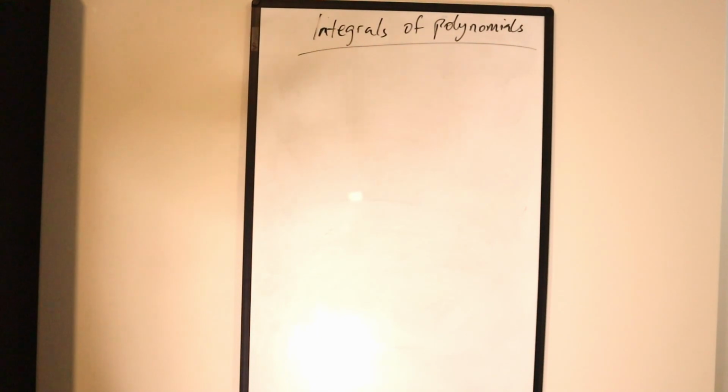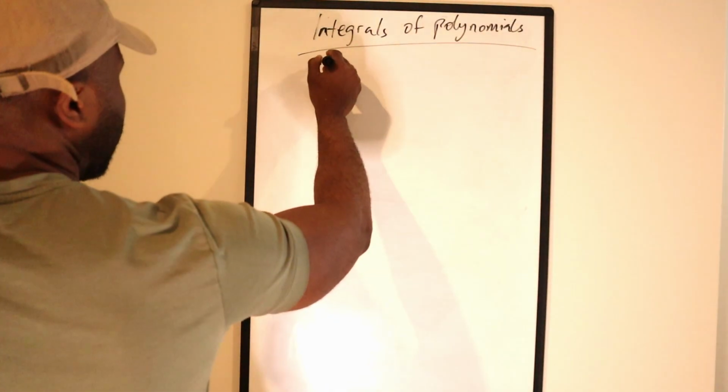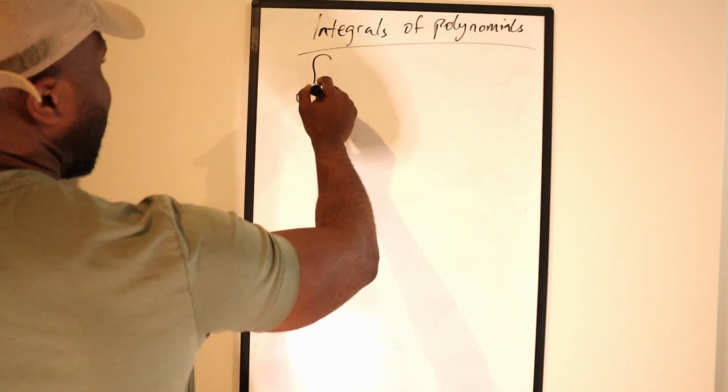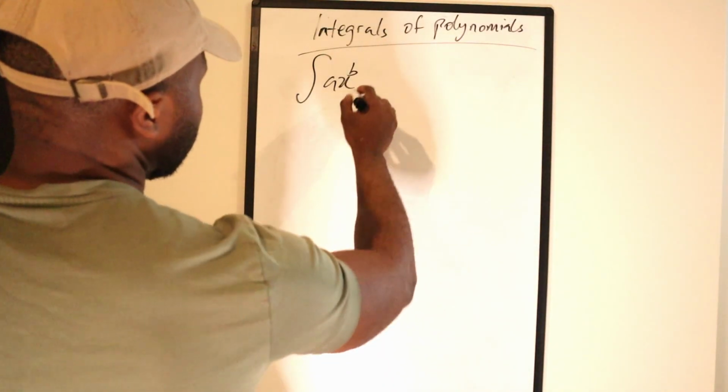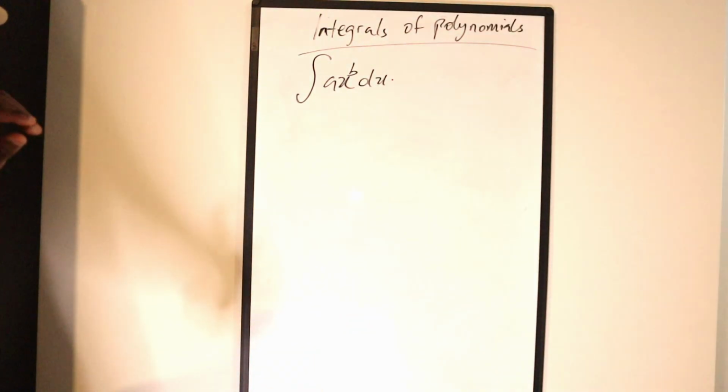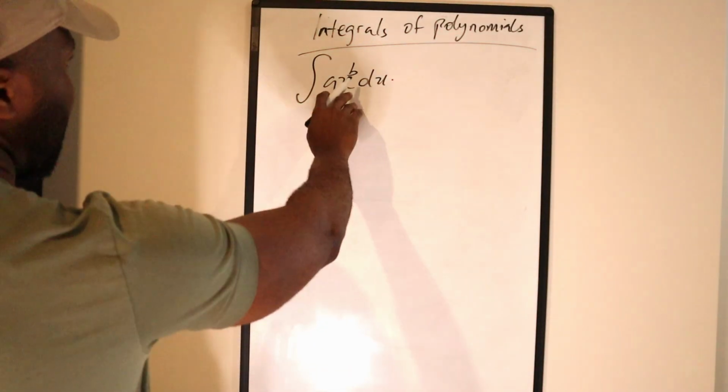In calculus, we use integration a lot in order to solve problems. We solve problems using integration of polynomials, integration of trigonometric functions. Integration can come in various forms. So we need to understand how to integrate when problems arise. So let's say, for instance, we have the integral of ax to the b, for instance, dx. In order to integrate this, we need to consider the power here.